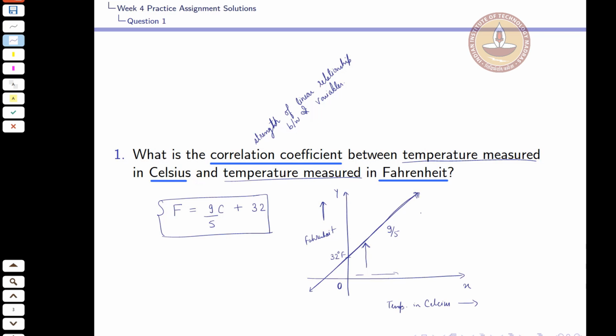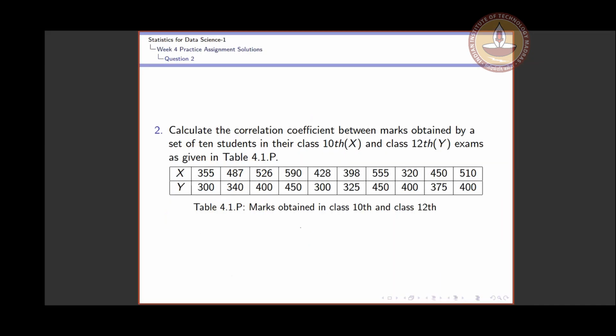So this is a perfect linear relationship, and the correlation will be R is equal to 1 in this case. So R is equal to 1 is the correct answer, where R is your correlation coefficient. This is the Pearson correlation coefficient. So let's move to our next question.